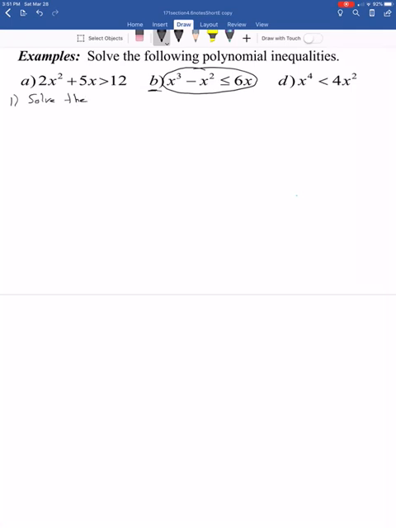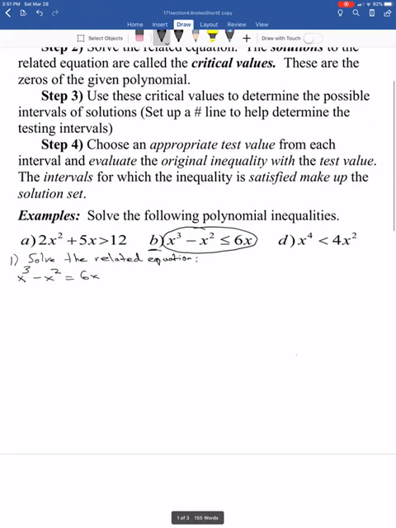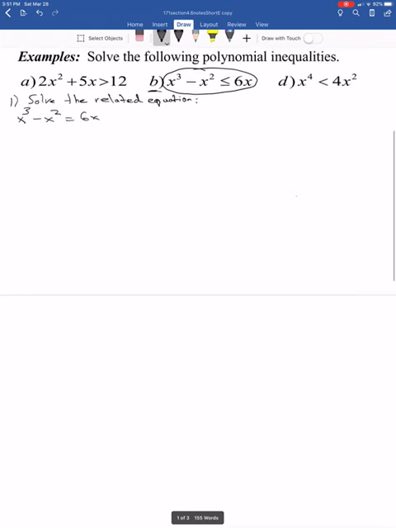And remember, the critical values are the solutions to the related equation, which will be your zeros of the polynomial, right? Or your x-intercepts, if you were to graph it. So we're looking for those real number zeros for this degree 3 cubic polynomial. So let's go ahead and set up the related equation. We've got x cubed minus x squared equal to 6x. So drop the inequality symbol, the less than or equal to symbol, and put in an equal sign.